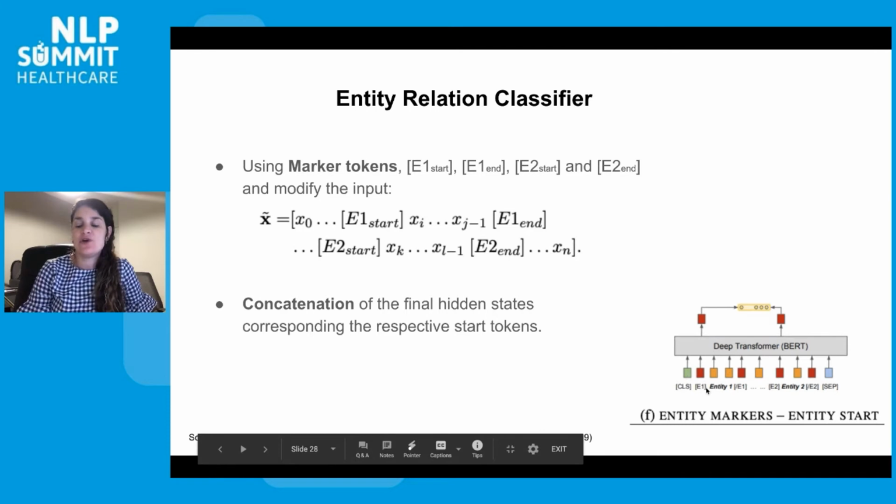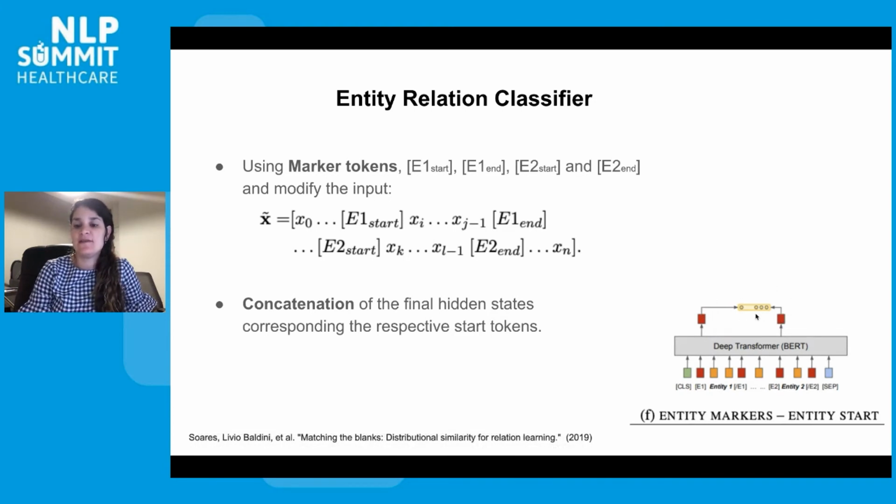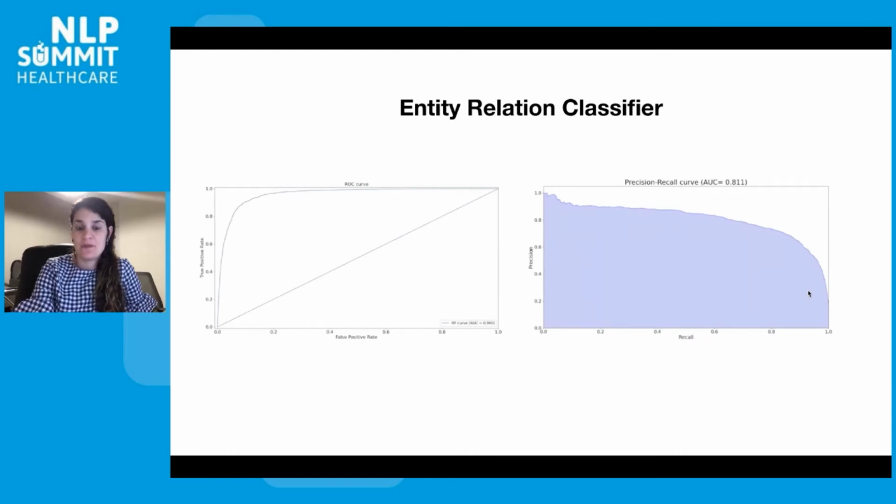We can use the start token of entity 1 to represent the meaning of entity 1. We take the contextual embedding of the start marker of entity 2 as well. And we concatenate them into one vector, and this vector represents the relationship between the two. Then we can insert this vector into a dense layer and a softmax to get the classification of the two entities, which is related or unrelated.